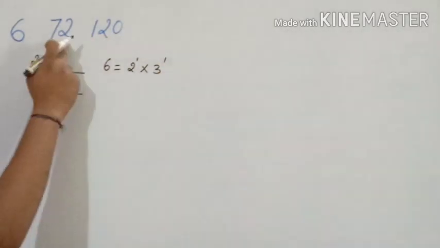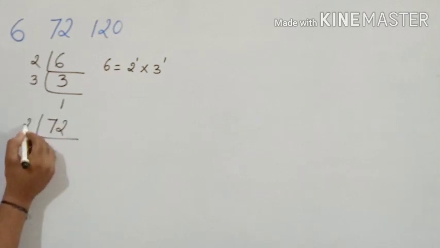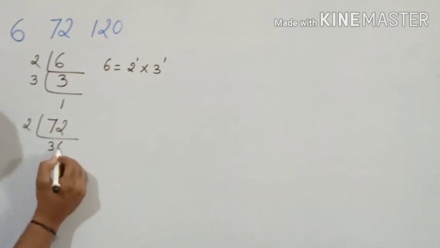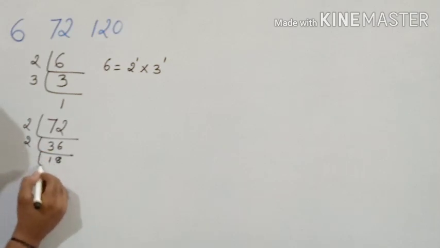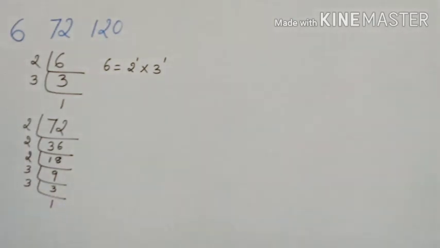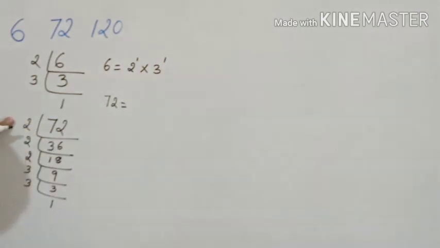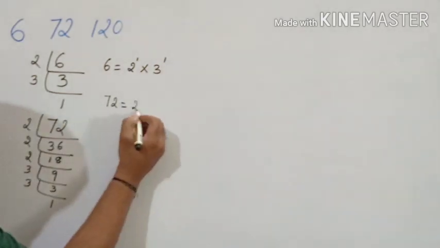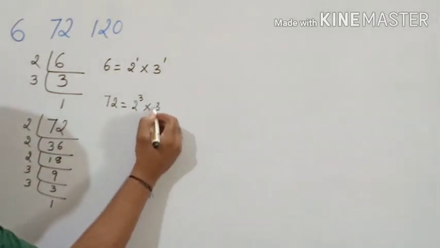Let me take the next one, that is 72. So 72, if you start dividing this, 2 3s are 6 and 2 6s are 12. So 2 1s are 2 and 2 8s are 16. 2 9s are 18. 3 3s are 9 and 3 1s are 3. These are the prime factors of 72. So for 72, I will be writing how many 2's you have? 3 2's here. So 2 cube and into 3 square.